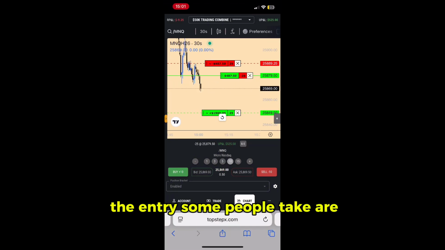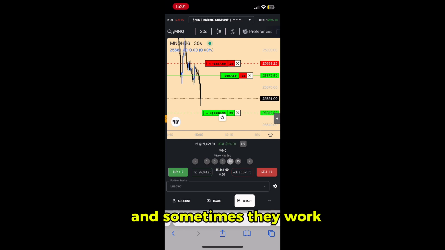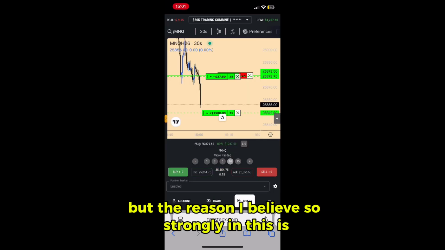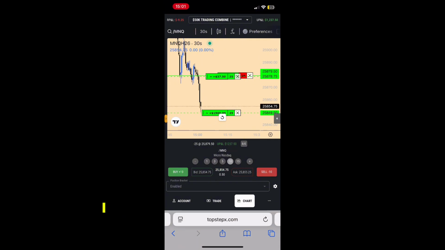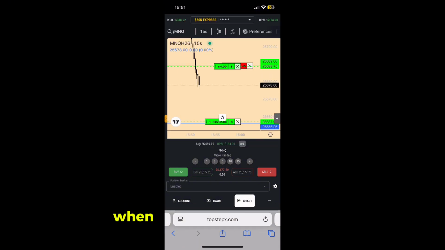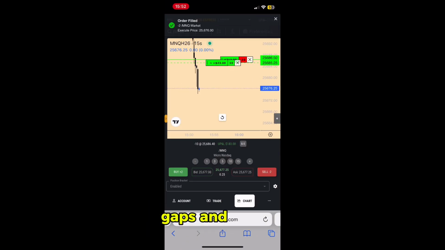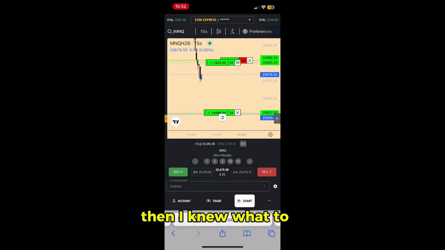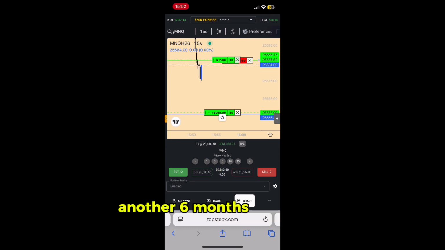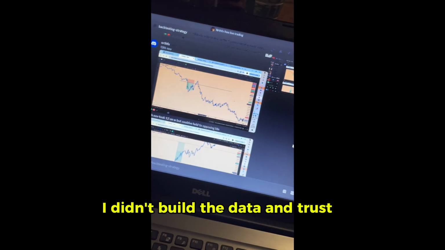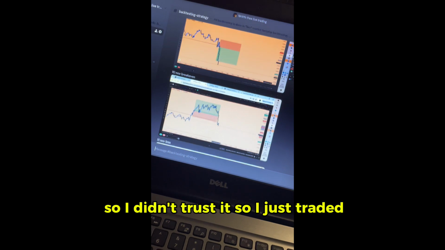The entries some people take are horrible. And sometimes they work, and I know it's just my opinion, but the reason I believe so strongly in this is from what I've seen. I wouldn't be saying this if I didn't have proof. When I first built my ICT model from the concepts that I learned, the first being time-based liquidity, and the second being my entry model of fair value gaps and inverses, then I knew what to do. But it took me another 6 months to actually follow that model. And the reason was because I didn't backtest and I didn't build the data and trust in the model. So I didn't trust it. So I just traded anything.